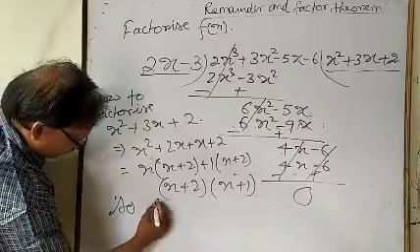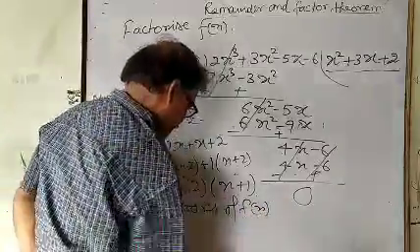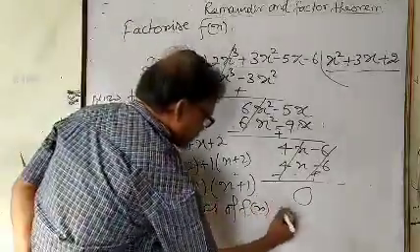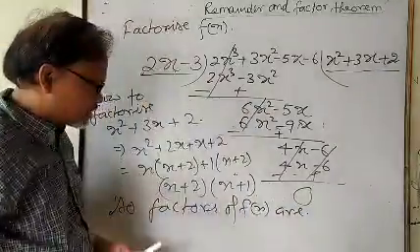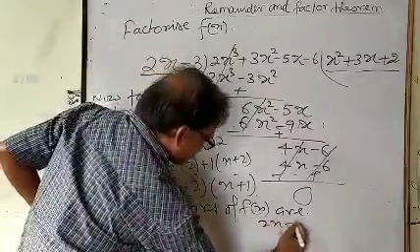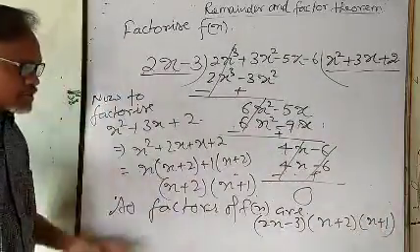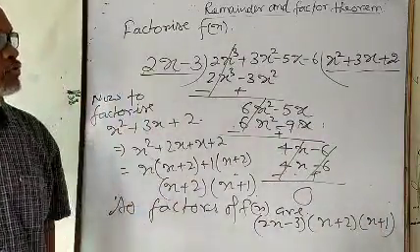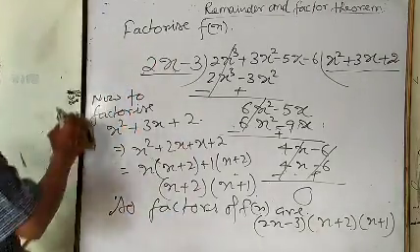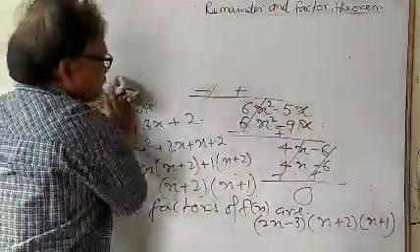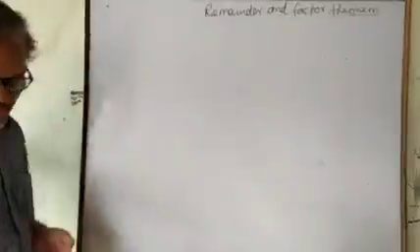So the factors of fx are, you will write all the 3 factors of this, that is 2x minus 3, x plus 2 and x plus 1. This is the answer. So in this way you can show that this is the factor and you can factorize completely.